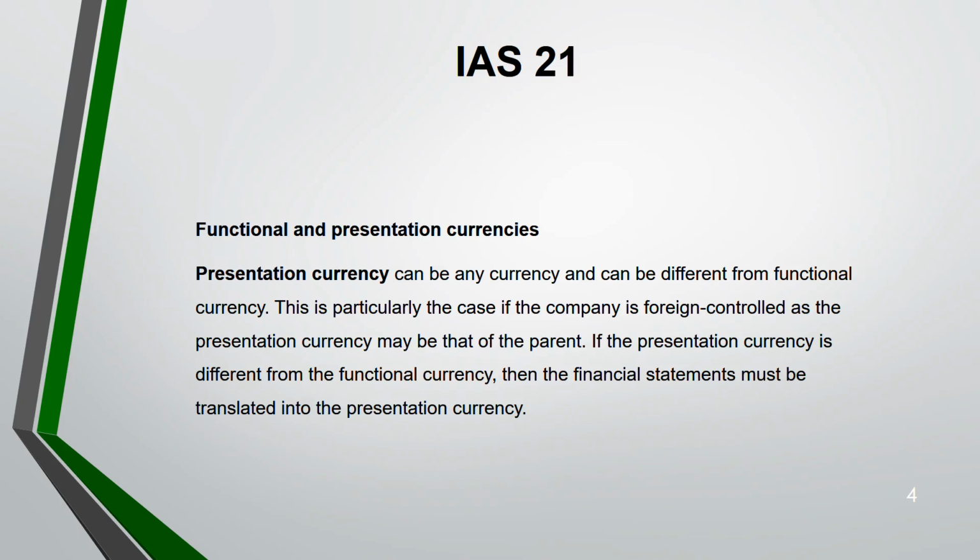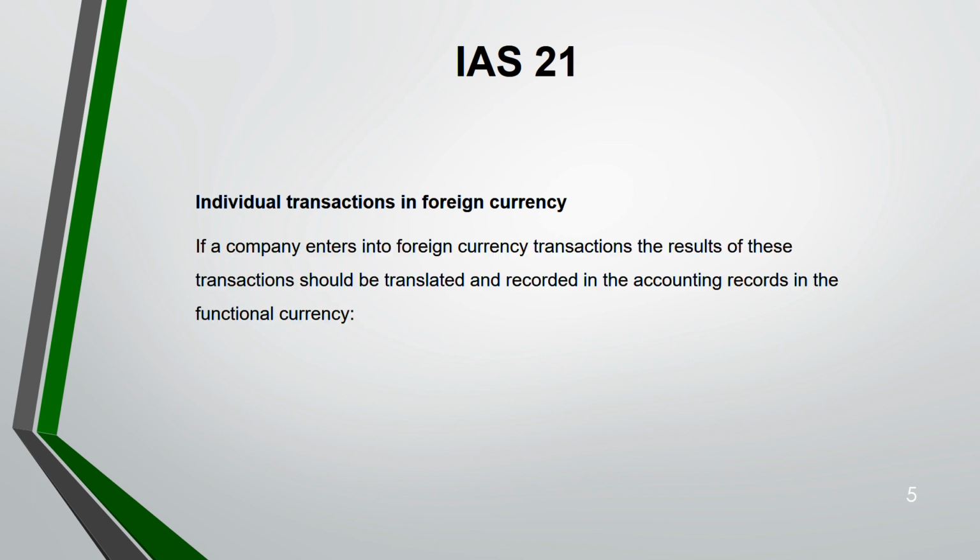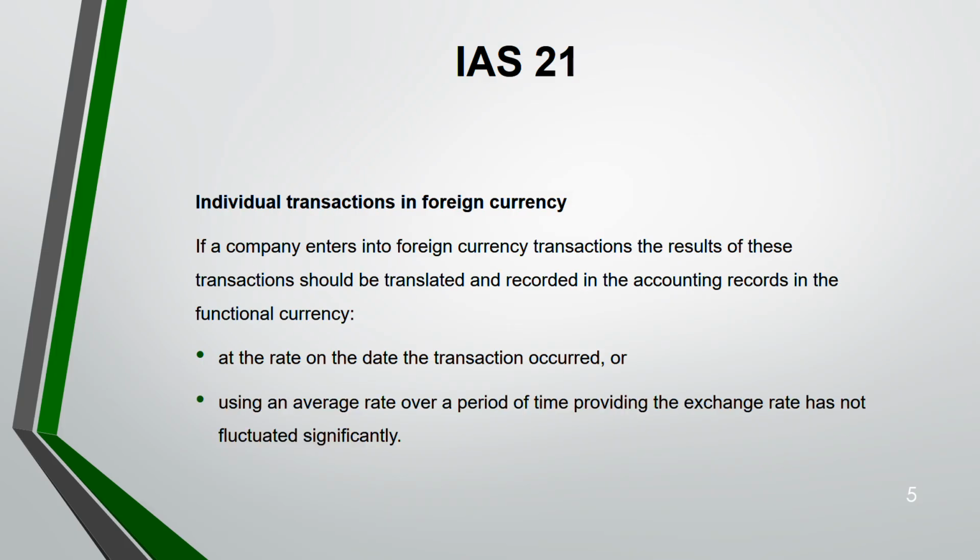This is particularly so if the company is foreign controlled, and the presentation currency may be that of the parent. If the presentation currency is different from the functional, your financial statements have to be translated into the presentation currency. Now, individual transactions in foreign currency. If a company enters into a foreign currency transaction, the result has to be translated and recorded in the accounting records at the rate on the date the transaction occurred, or using an average rate over a period of time, providing the exchange rate has not fluctuated very significantly.